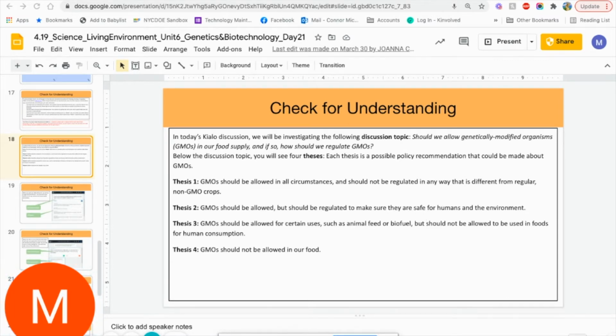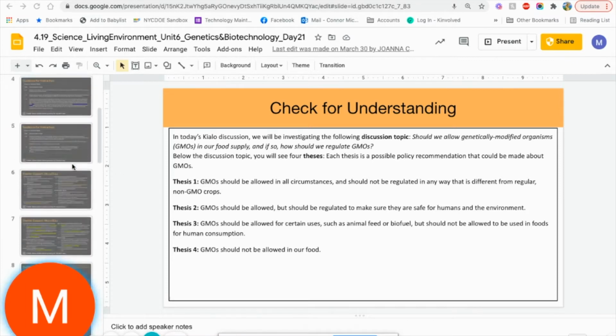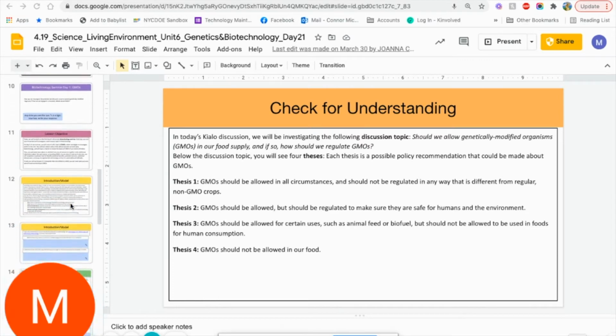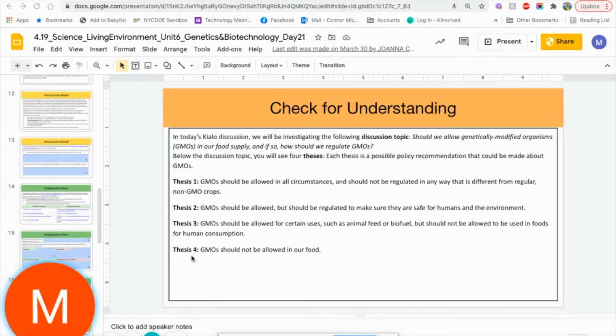So for this week, 419, we're looking at GMOs. There is a Kialo debate, and these are the possible theses that the students can pick from. So they have GMOs should be allowed in all circumstances. GMOs should be allowed but should be regulated. GMOs should be allowed for certain uses, and GMOs should not be allowed. So these are all really good possibilities that the students have to choose from. Again, they can form something completely different. But these are ones that we like to give them to kind of get them to start.